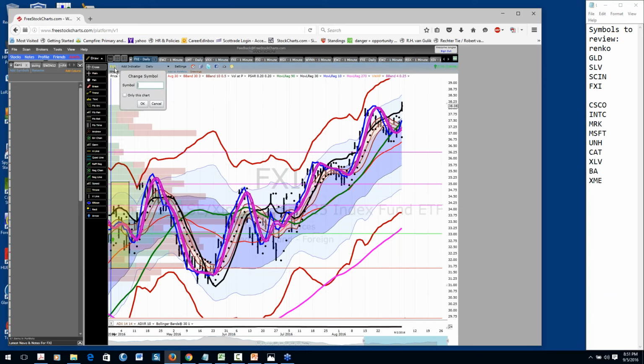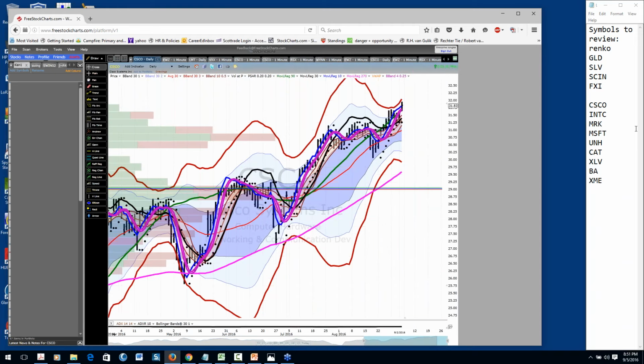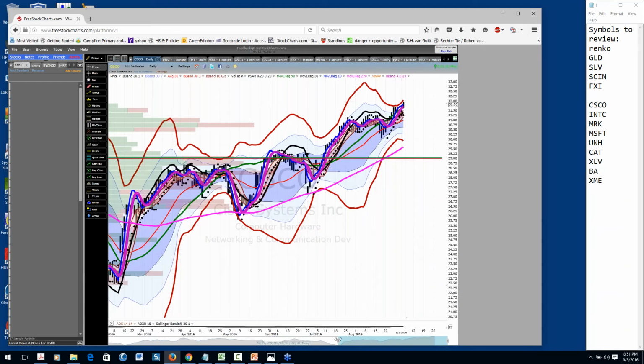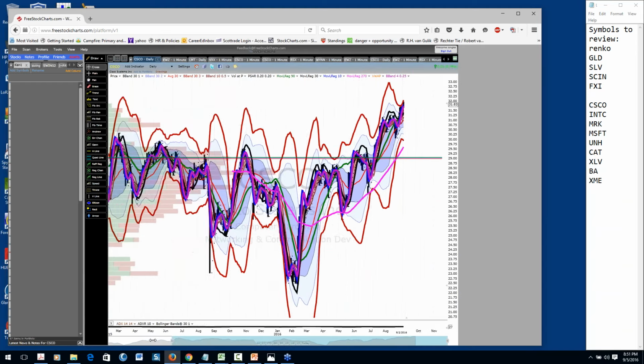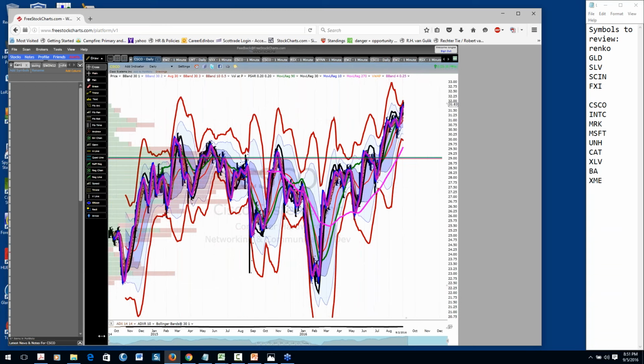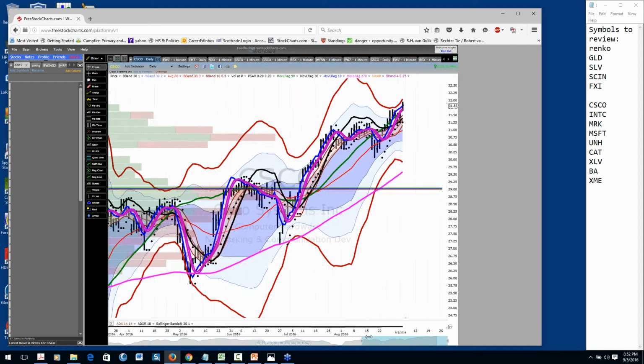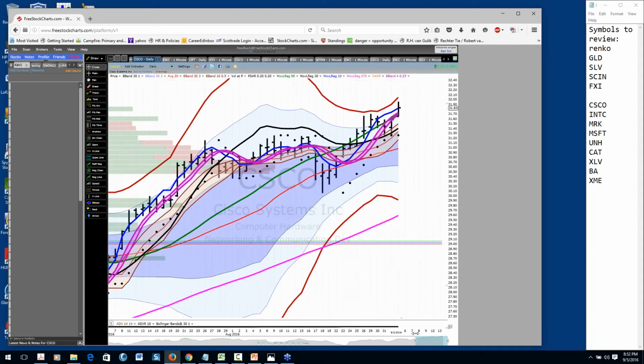Cisco, let's look at some individual symbols now. Cisco, you've got to love that. Yeah, that's like an 18-month high, and it's steaming straight ahead. I think you could just buy that and trail it. That's a winning position there.